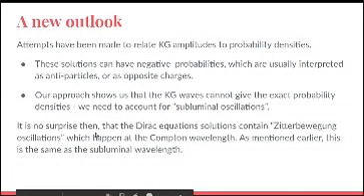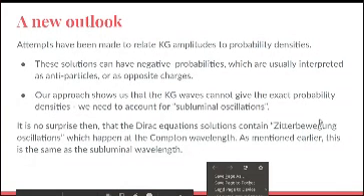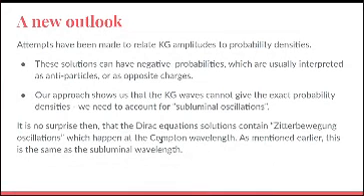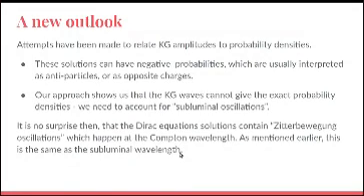It is no surprise then that the Dirac's equation solutions contain the Zitterbewegung oscillations which happen at the Compton wavelength. As mentioned earlier, this Compton wavelength is exactly the same as the subluminal wavelength.